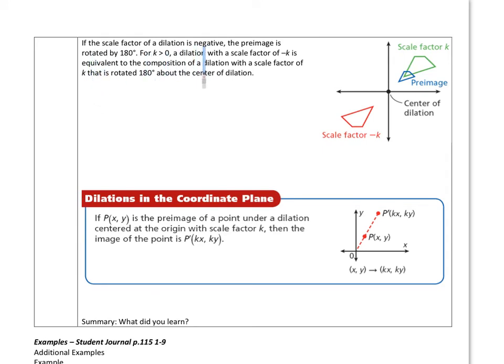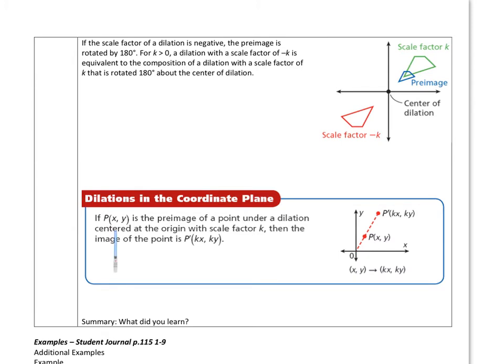So if the scale factor dilation is negative, we said we're going to be going in a negative direction. So the preimage is rotated by negative 180. For k greater than 0, a dilation with a scale factor of negative k is equivalent to a composition of a dilation with a scale factor k rotated 180. So in other words, if this is my preimage, my scale factor k, I would enlarge it out to here if that's my center of dilation. And if it was negative, it would go in the other direction, but notice how it would look like it's rotated 180.